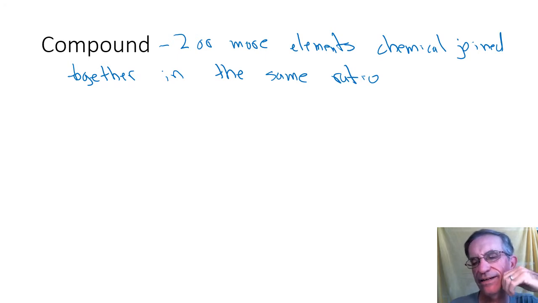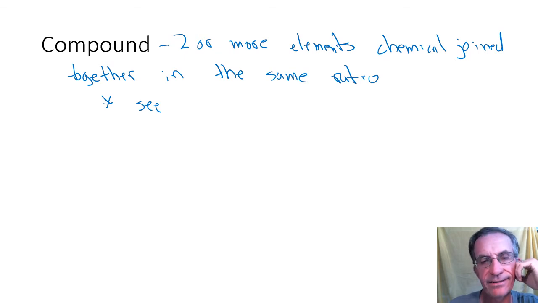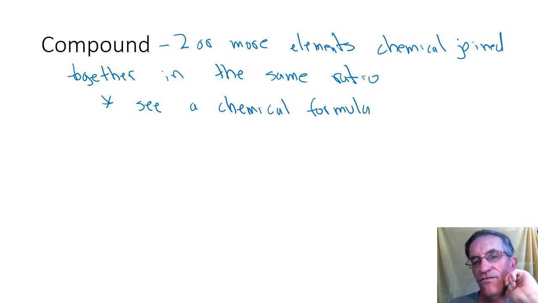Well, the way that we know that they're joined together in the same ratio is that for a compound, you're going to see written down, either I'll tell you, or you can look it up, or you can make one up on your own, I suppose, a formula, a chemical formula. If you can write a formula for something, that something is a compound. The formula is basically telling you the ratio of atoms, the ratio of the elements, all right?